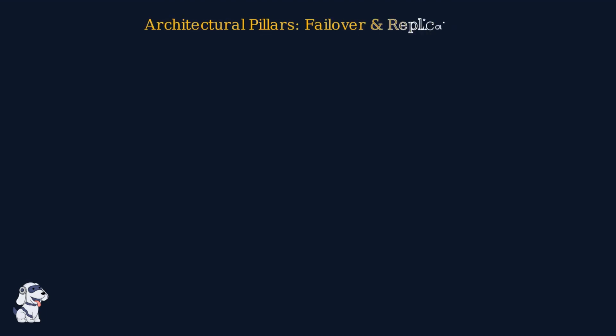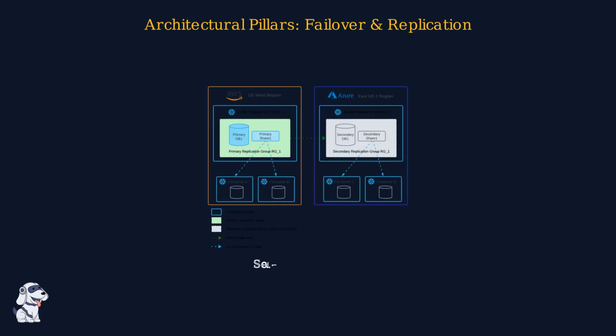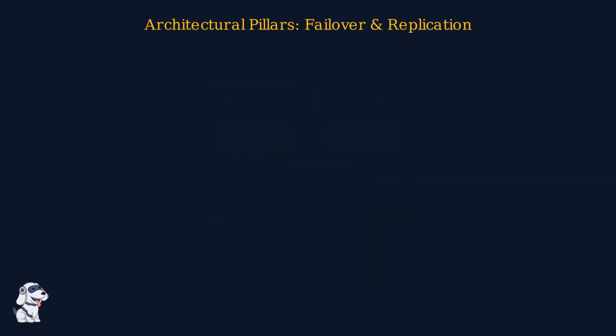Multi-cloud resilience in Snowflake rests on 2 main pillars: replication groups and failover groups. Replication groups let you selectively mirror databases and objects. You choose what data travels across your cloud regions, keeping only what is essential in sync.